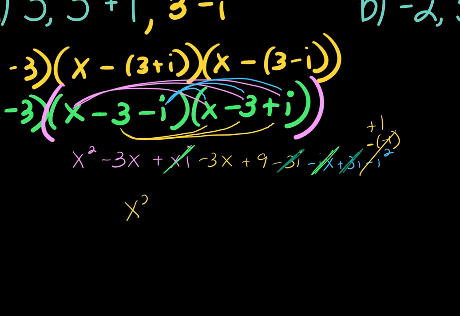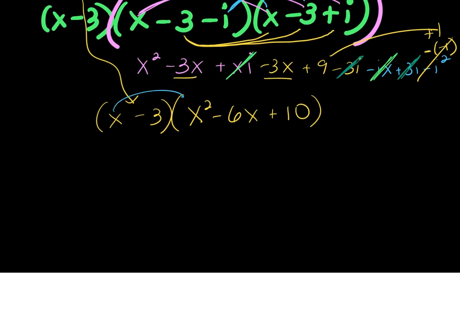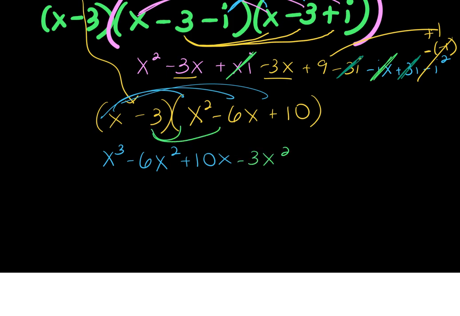So I get x squared, combine your like terms, minus 6x plus 10. And then I'm going to multiply it times x minus 3. So distribute the x to all three: x to the third, minus 6x squared, plus 10x, minus 3x squared plus 18x minus 30. And then the last thing I'm going to do is combine my like terms.